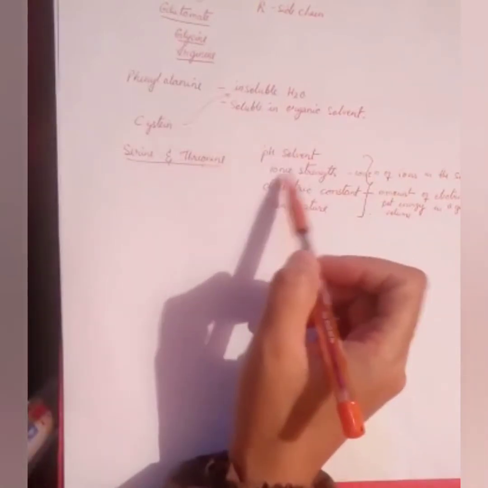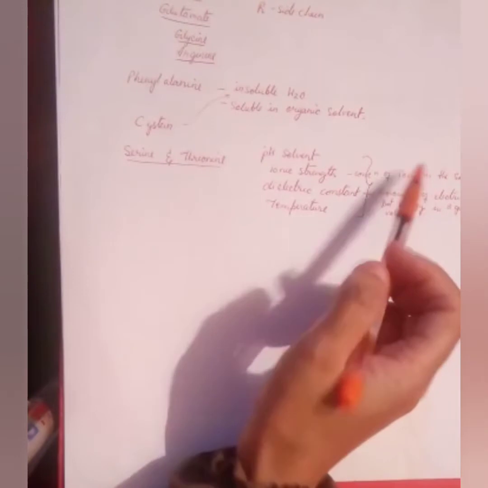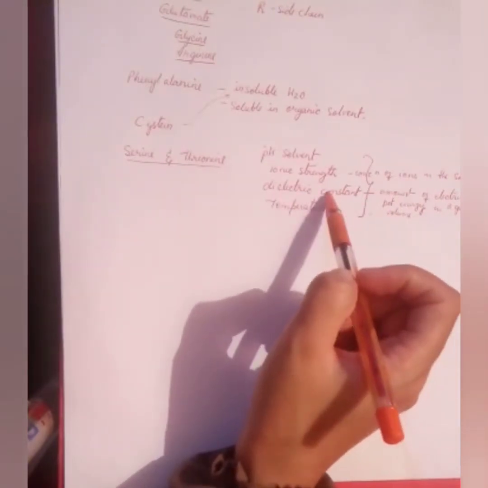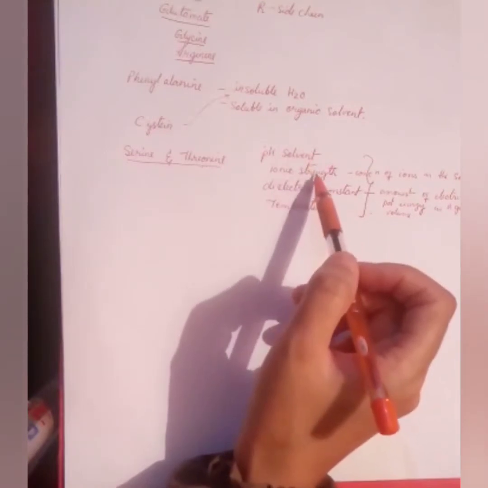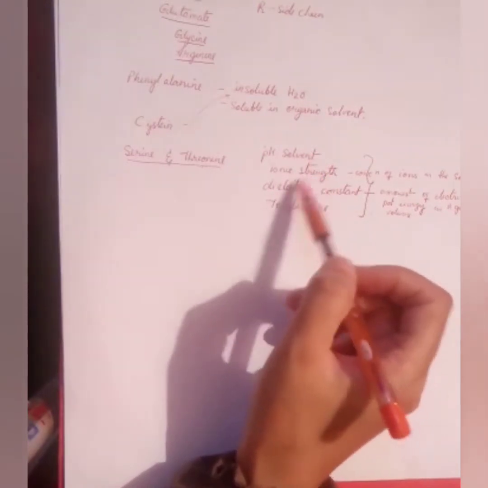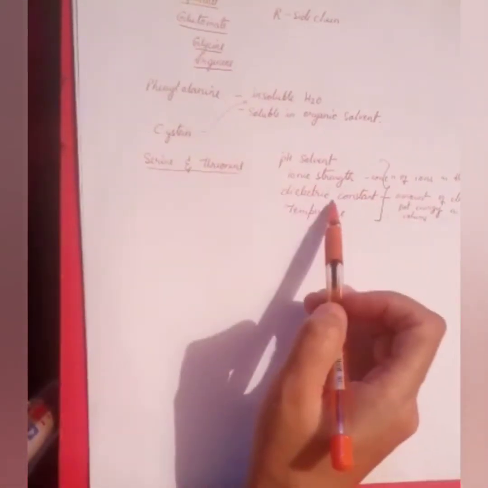That is the pH of the solvent; the ionic strength, that is the concentration of ions in the solution; then the dielectric constant, that is the amount of electric polarity energy in a given volume of a solution, the amount of electric potential.